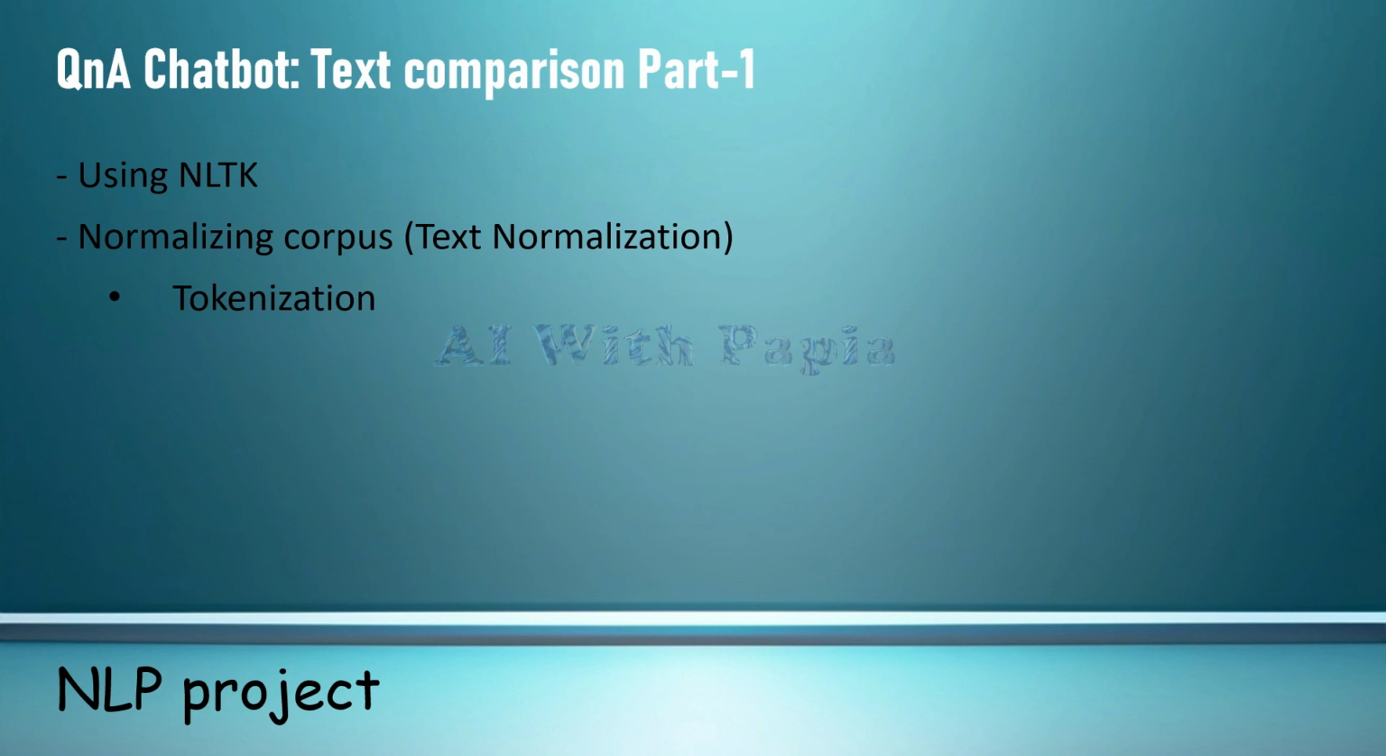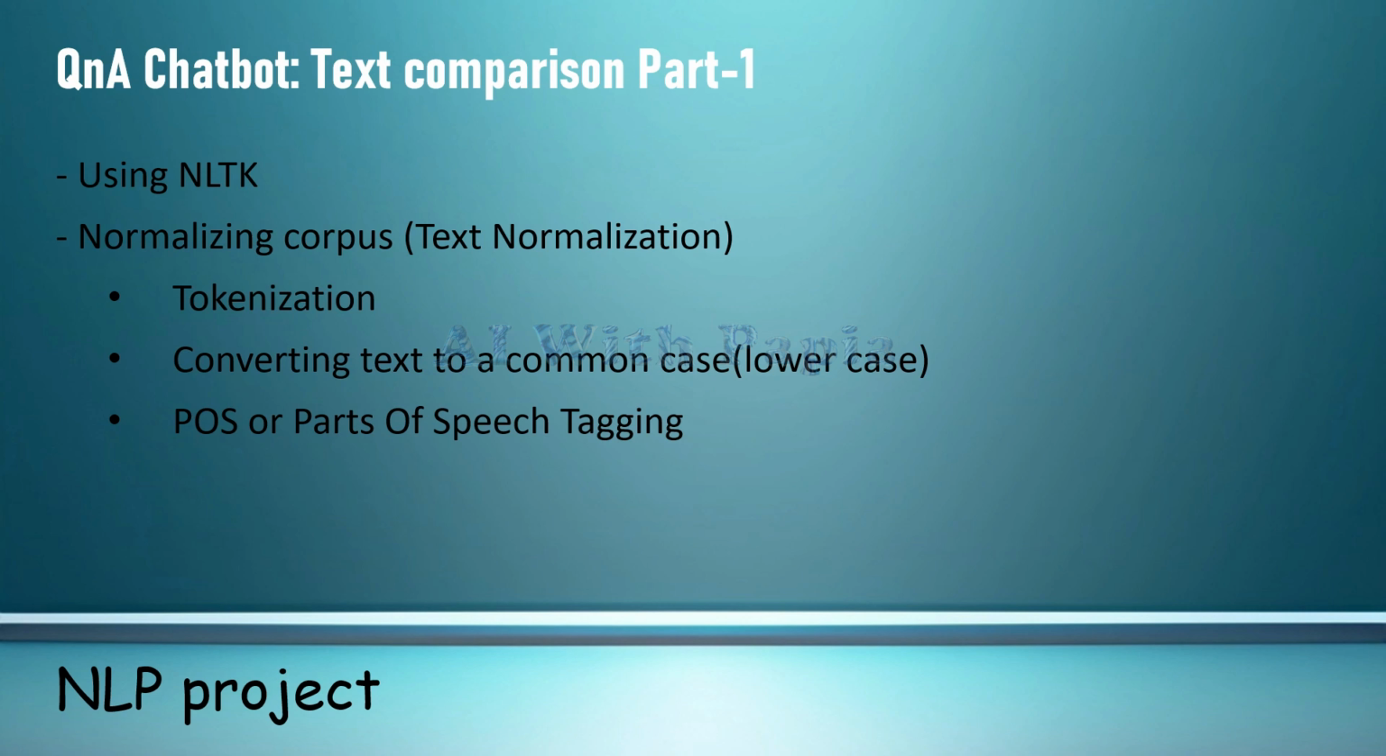Last day we did the text normalization using some different methods. Today we will be purely working with NLTK, where we will be doing tokenization, then we will be converting text to a common case. Then third, we'll be working on POS, that is parts of speech tagging, and finally lemmatization. So in this normalization process, these are the steps we will be following.